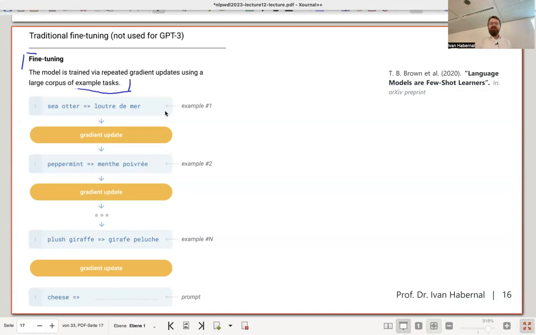And then you show this training example, and you let the model update the weights using gradient descent. So after this example, you do the gradient update and change the weights of the model. Standard training. Then you show another example or another batch of examples.